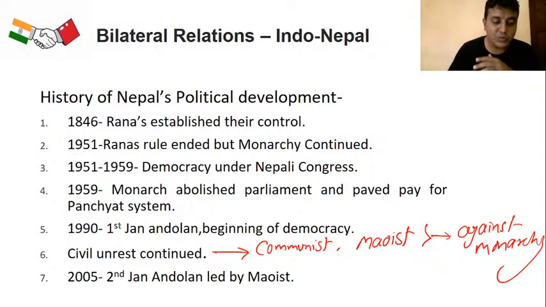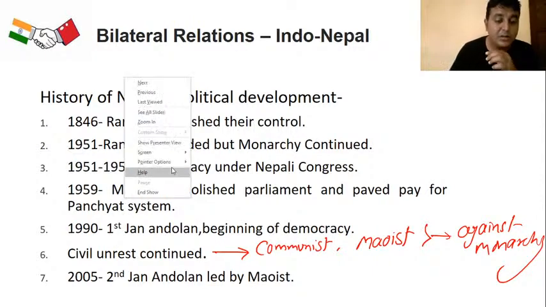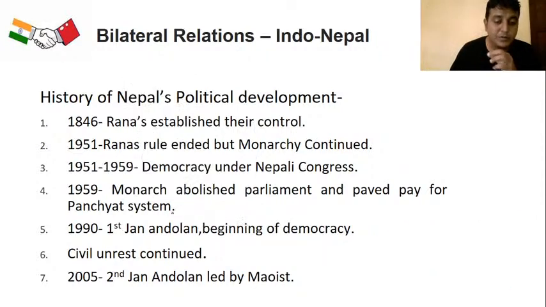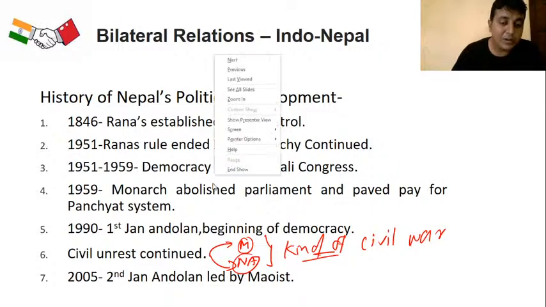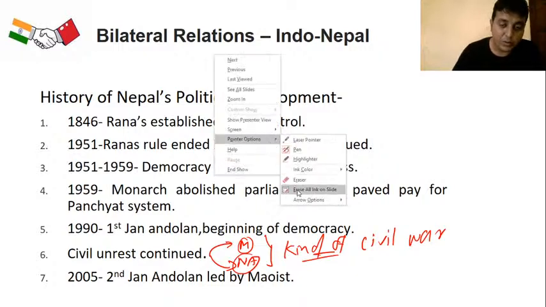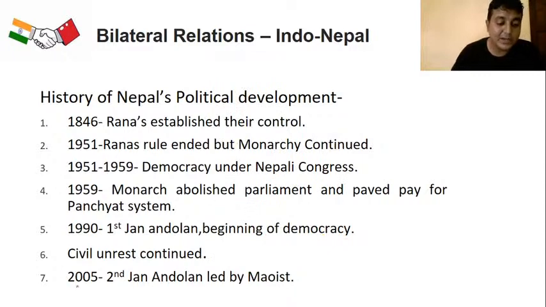And the civil unrest continued in Nepal for a long time. There was continuous fighting between the Maoists and the Nepali army. It is a kind of civil war that continued in Nepal for a long time. So this war, or this conflict, ended with the 2005 second Jan Andolan, led by the Maoists.